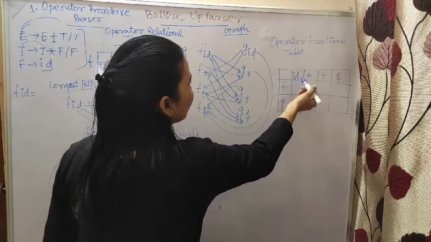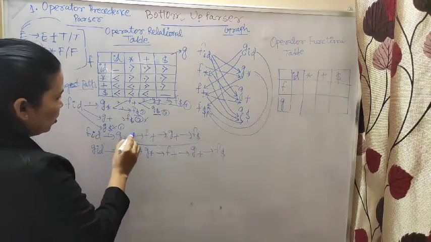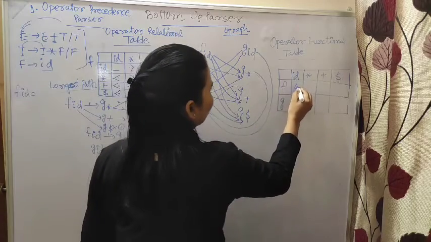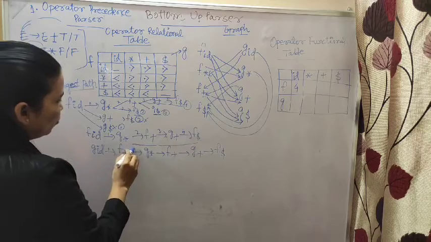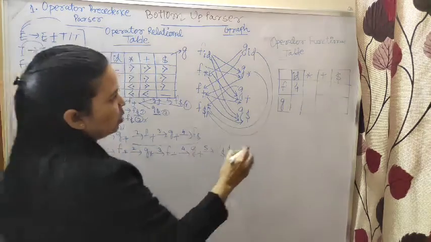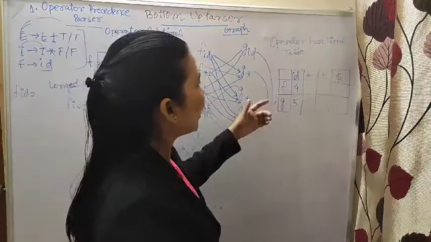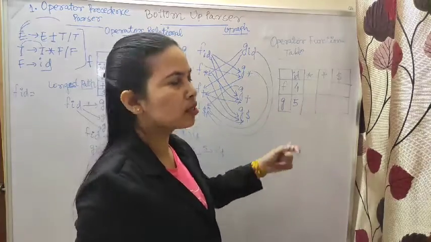FID, if you are going to F to FID, then what is the longest path? 1, 2, 3, 4. Write down 4. And if you are taking G, then 1, 2, 3, 4, 5. Write down 5. That means here we are writing numbers. FID's longest path is 4 and GID's longest path is 5.